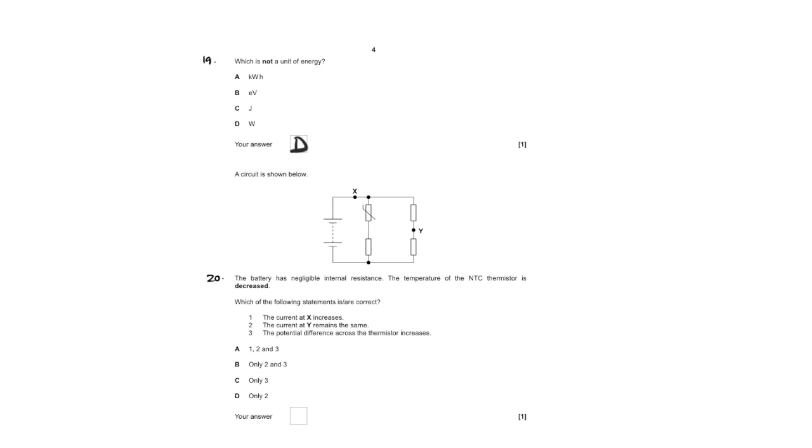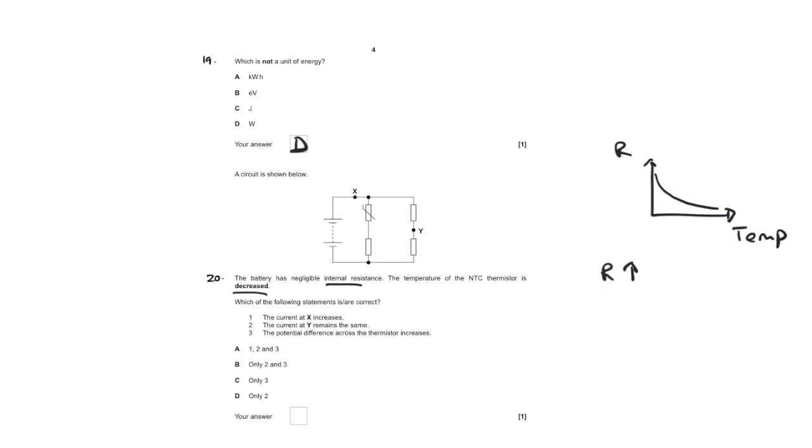Question number 20. We've got a circuit and we are given that the battery has negligible internal resistance, and the temperature of the NTC thermistor is decreased. We know the resistance-temperature graph is something like this. So if the temperature is low, then the resistance is high. Which of the following statements is or are correct?